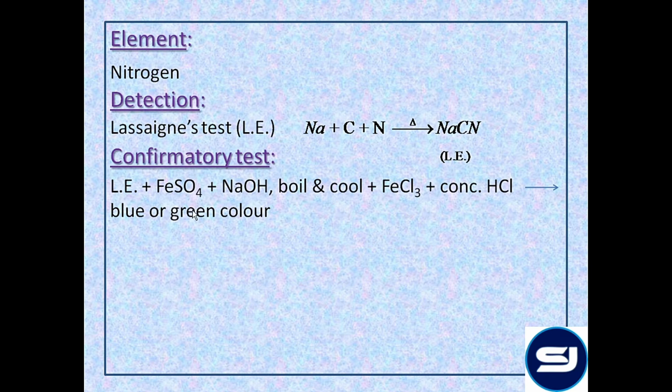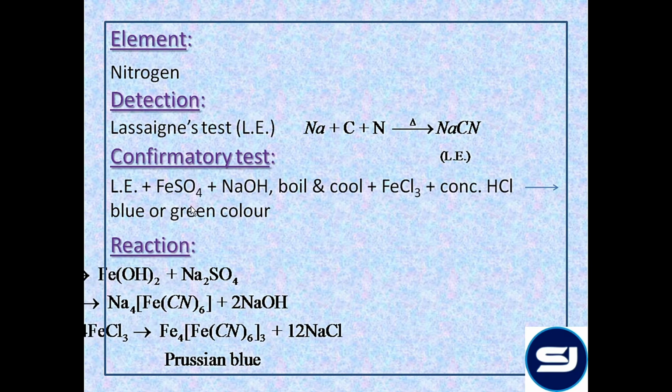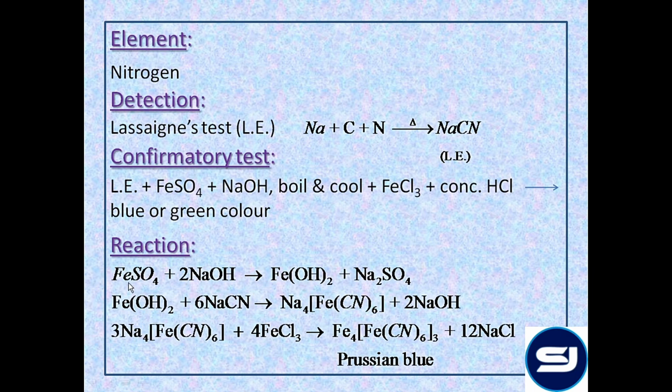Now let's see the associated reaction. First, the ferrous sulfate reacts with alkali to form ferrous hydroxide and sodium sulfate. The hydroxide so formed reacts with the Lassaigne extract, sodium cyanide, to form Na4[Fe(CN)6] complex, and NaOH is reproduced.